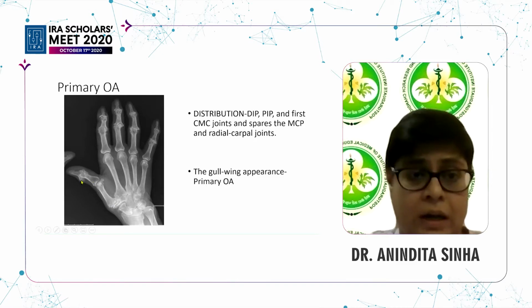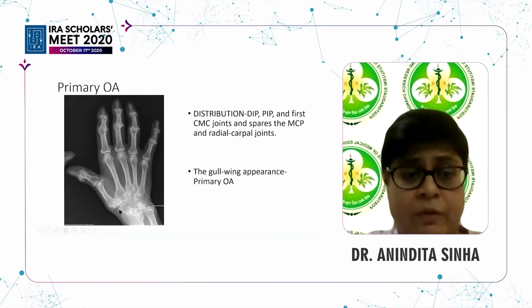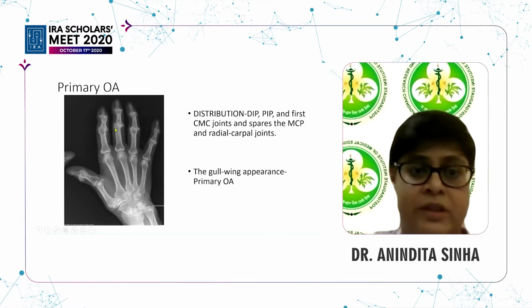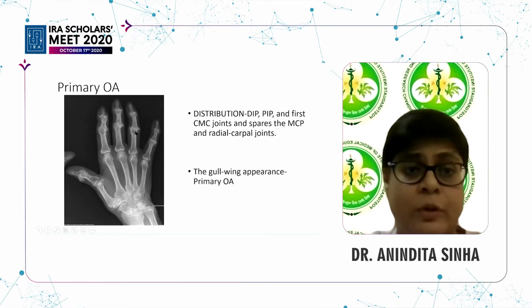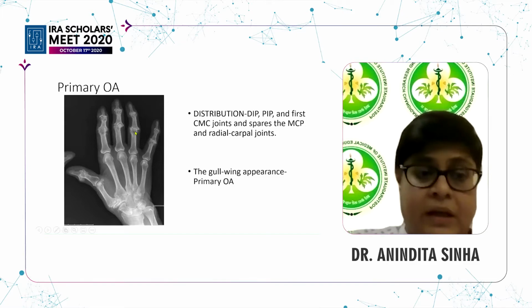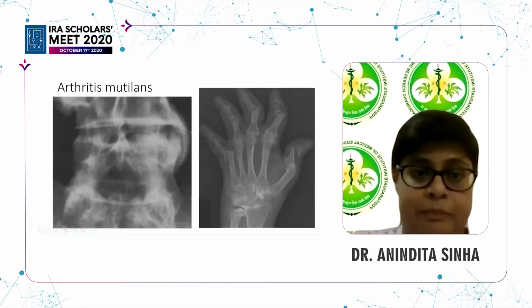So with this first carpometacarpal joint involvement, absence of symmetry sometimes, and the seagull appearance will help you differentiate between primary OA as well as the erosive osteoarthritis.